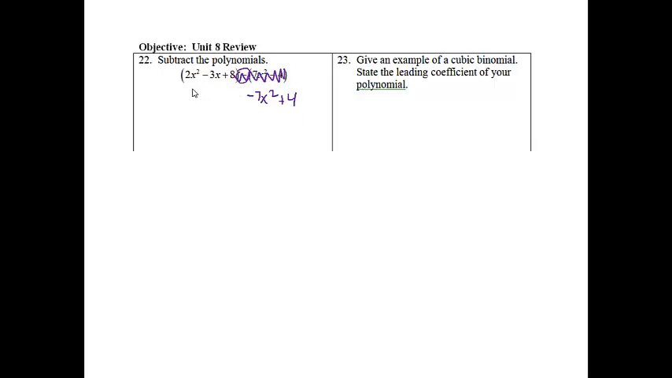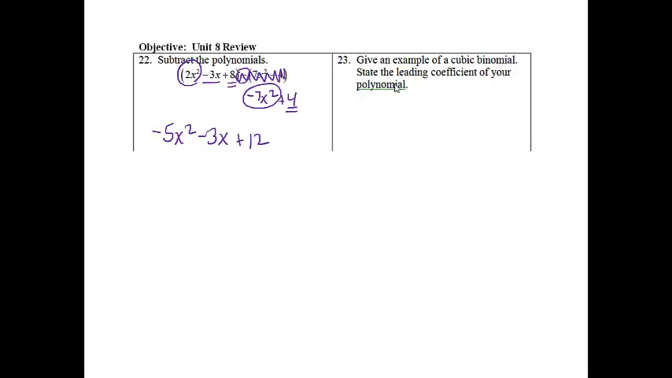So now from here we're going to combine like terms. If I have a 2x squared and a negative 7x squared put together, that's going to be negative 5x squared. Notice it does not become x to the fourth, don't forget that. And then there's nothing to go with the minus 3x, so we're just going to bring that down. And then if I have a plus 8 and a plus 4, that gives me plus 12. So that would be the answer to that problem.